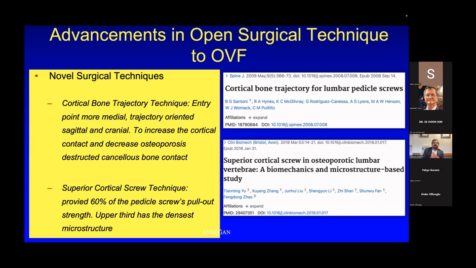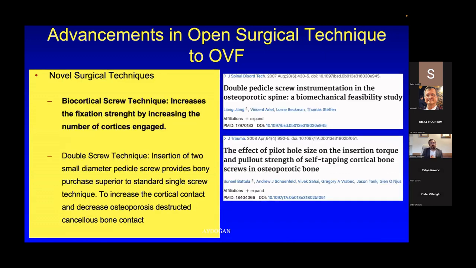And some novel techniques are described, the cortical bone trajectory. The entry point is more medial, and the trajectory is oriented sagittally and cranially to increase the cortical contact and decrease the involvement of osteoporotic bone. The other technique is the superior cortical screw technique, which gives us 60 to 70% more pedicle screw pull-out resistance. But I don't have experience with this kind of surgical technique either. I use bone cement augmentation and regular pedicle screw placement techniques.